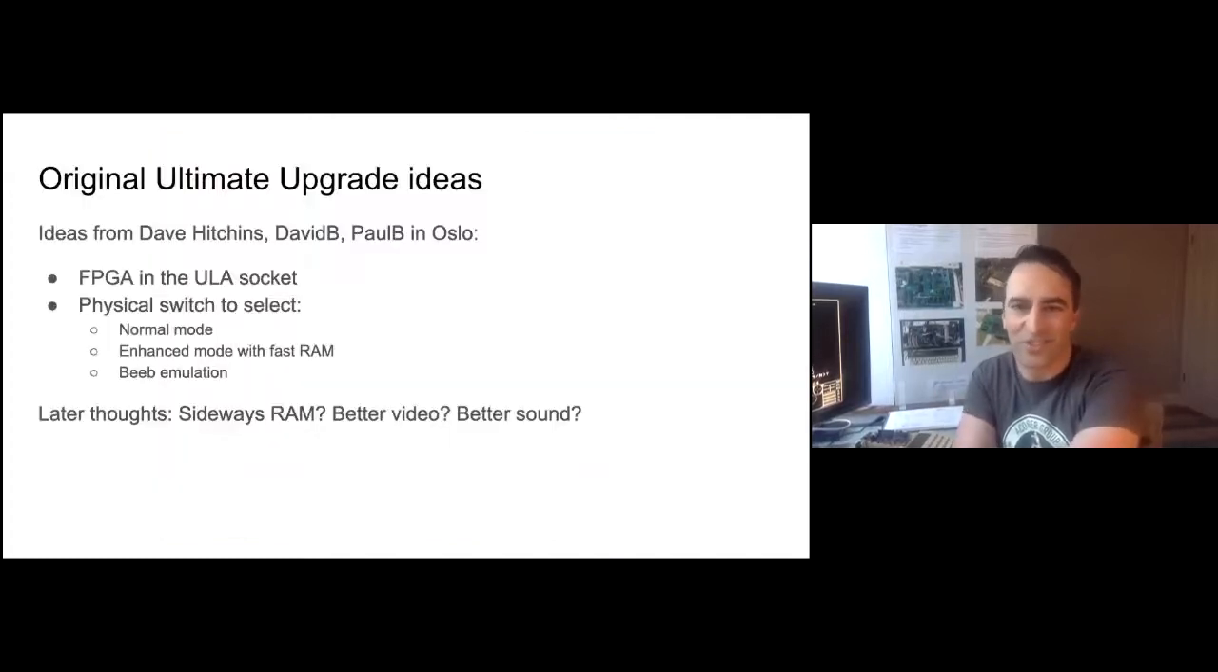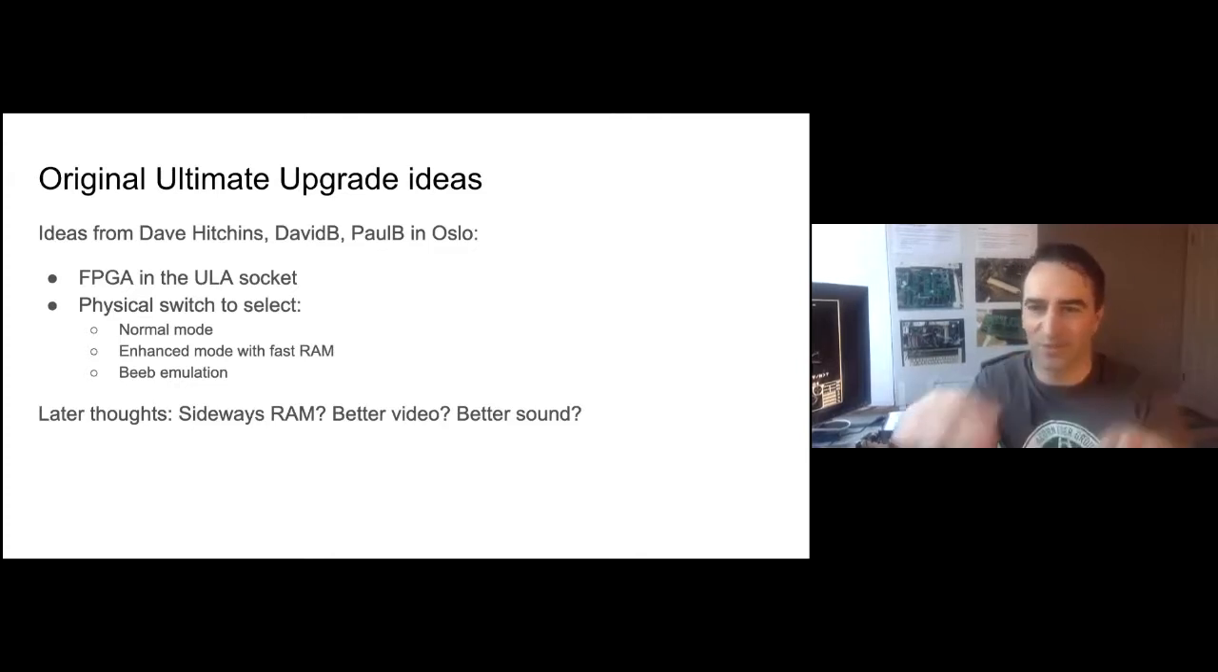So this brings us to the UEU. The concept is kind of a holy grail expansion that brings back everything that's missing from the B, and adds in kind of the kitchen sink of whatever everyone wanted. So the start of this thread begins at the start of 2015. Dave Hitchens, David B, and Paul B drinking in Oslo, dreaming of a ULA replacement that would turn the Elk into this all-singing, all-dancing power machine.